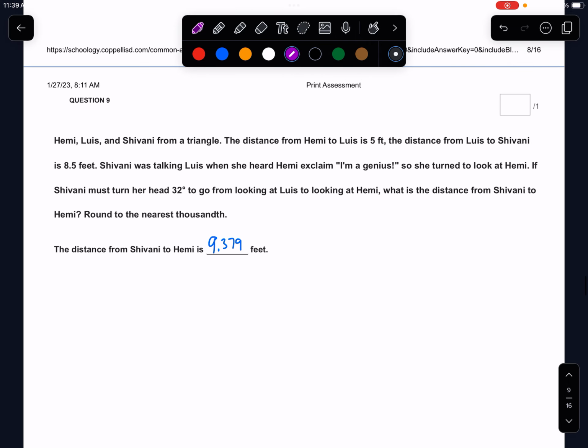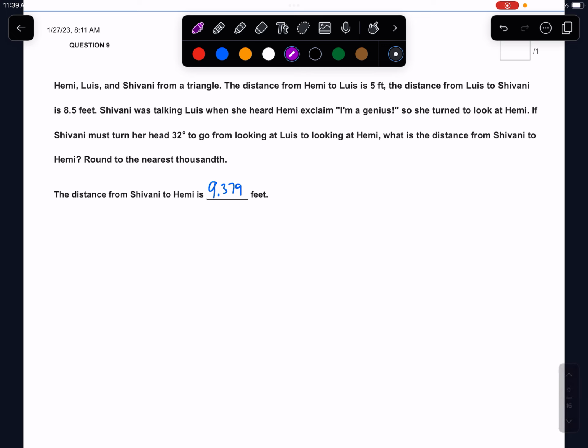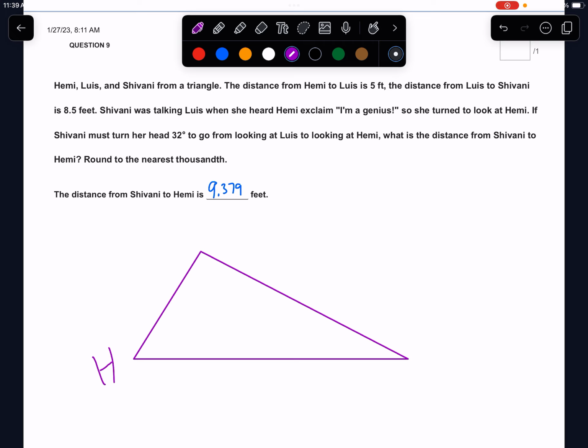Emmy, Luis, and Shivani form a triangle. So let's do that. I don't know what they look like, but we've got Emmy, Luis, and Shivani. The distance from Emmy to Luis is 5. The distance from Luis to Shivani is 8.5. Shivani was talking to Luis when she heard Emmy explain, "I'm a genius." So she turned and looked at Emmy. If Shivani must turn her head 32 degrees to go from looking at Luis to looking at Emmy, what is the distance from Shivani to Emmy?